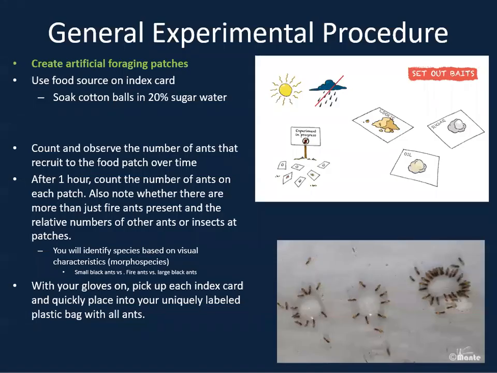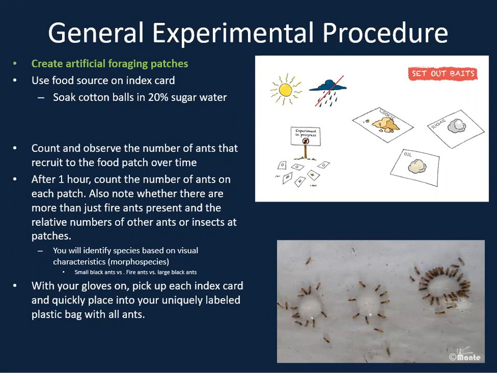So the general experimental procedure for this is to create artificial foraging patches to try and lure ants in. We will be using a food source on an index card or cotton balls soaked in 20% sugar water. We will then use 3 different ones of these at different heights and count and observe the number of ants that recruit to the food patch over time.